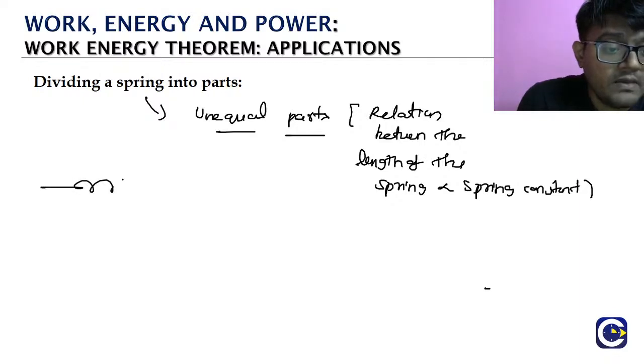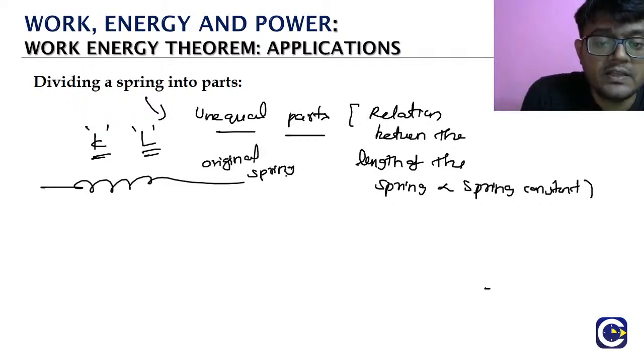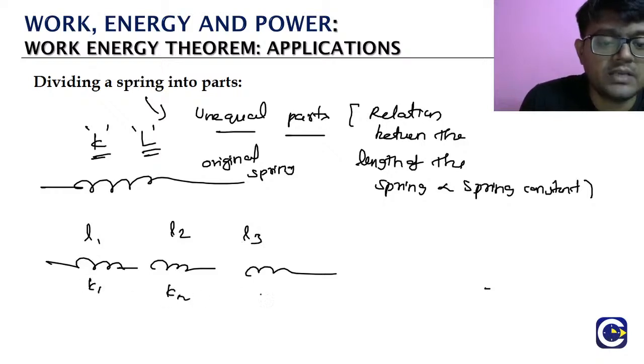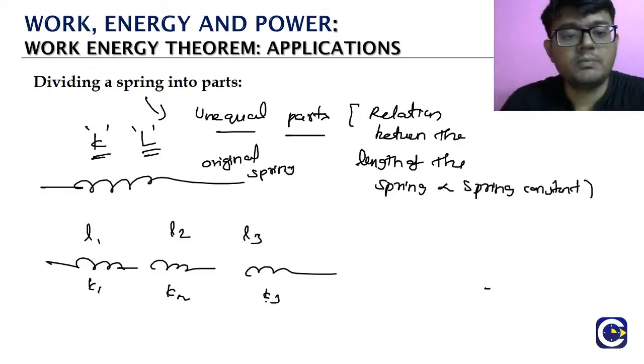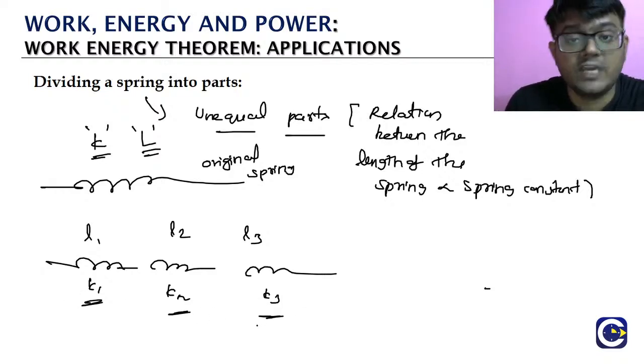Now look, we have a spring of constant k and length L. This is our original spring. Now we are going to divide this into different parts. Let the lengths be L1, L2, L3, and the constants of each be k1, k2, k3. How do we know the value of k1, k2 and k3?